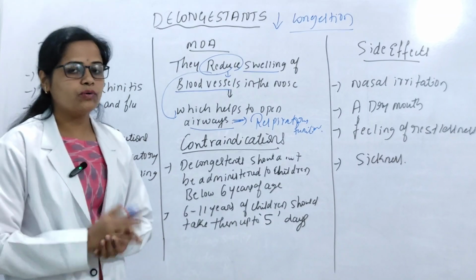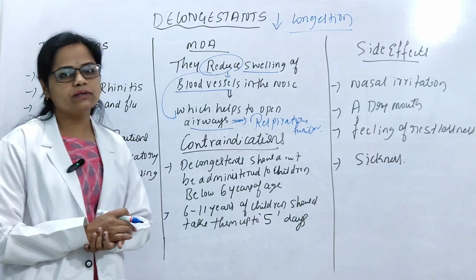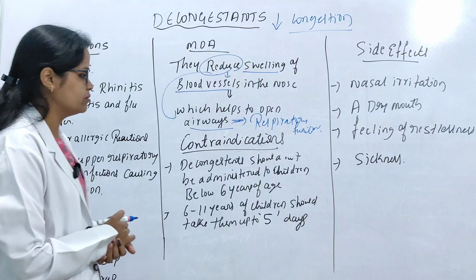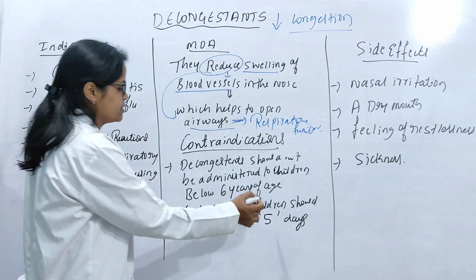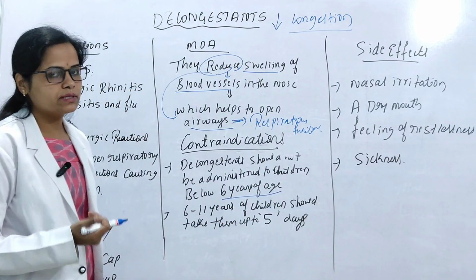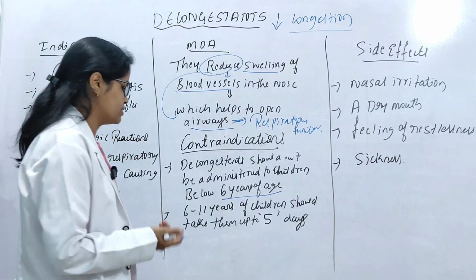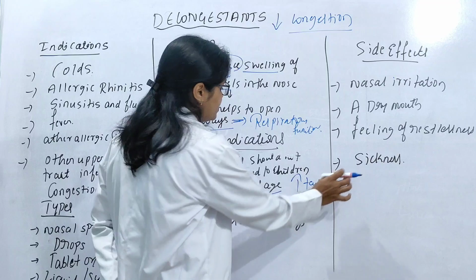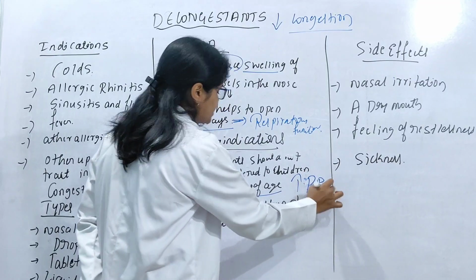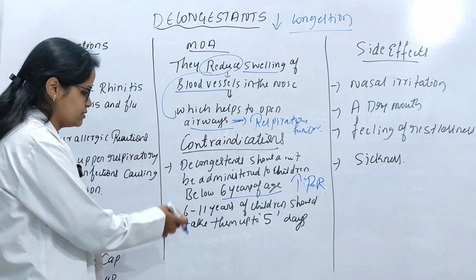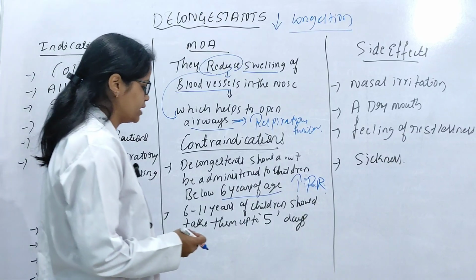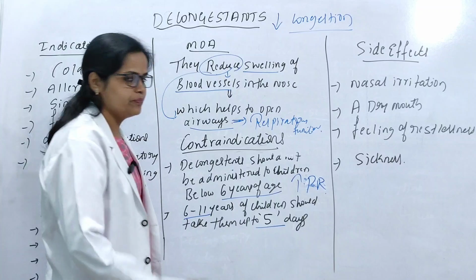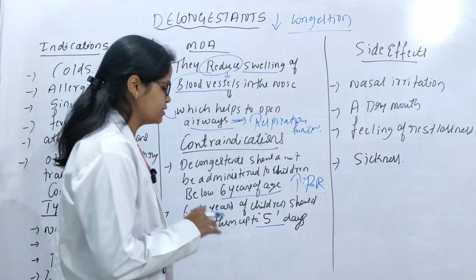Okay, these are the conditions in which we should not administer these drugs. Here contraindications are: decongestants should not be administered to children below 6 years of age. Okay, 6 years children senior already decongestants na administration ಮಾಡಬಾರದು, because sometimes it may cause tachycardia or an increase in the pulse rate. Okay, and next, 6 to 11 years of children should take them up to 5 days. 5 to 7 days matra drugs na tagobeku.